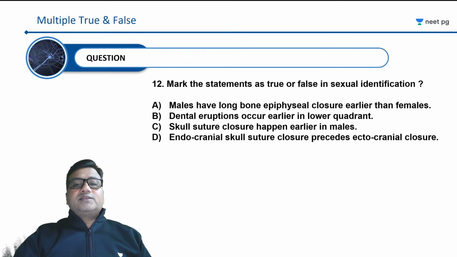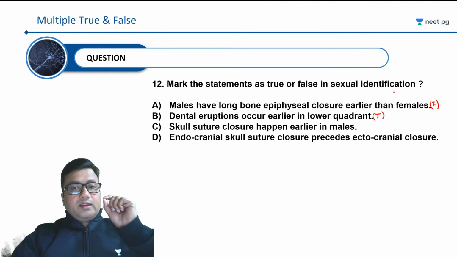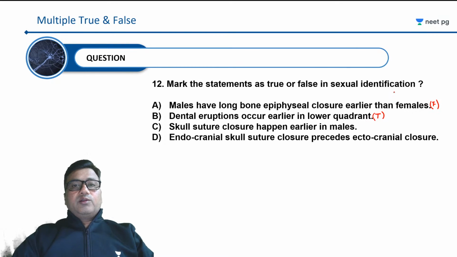The question is, mark the statements as true or false in sexual identification. Males have long bone epiphyseal closure earlier than females. It's a false statement. Females tend to have long bone epiphysis closing earlier than males. Dental eruption occurs earlier in lower quadrant, which is a true statement. Remember, dental eruptions occur earlier in lower quadrant as compared to upper quadrant.